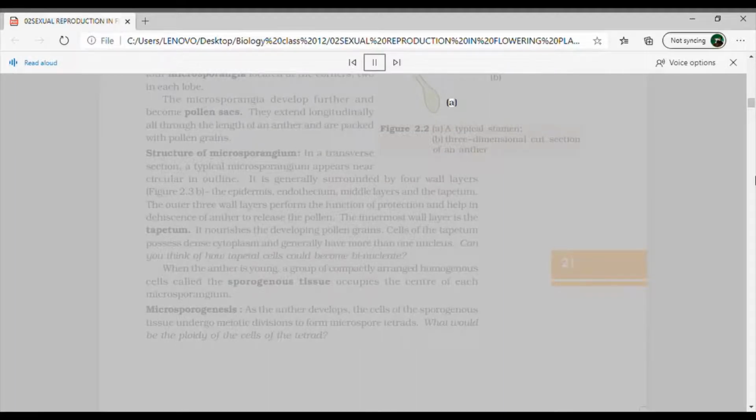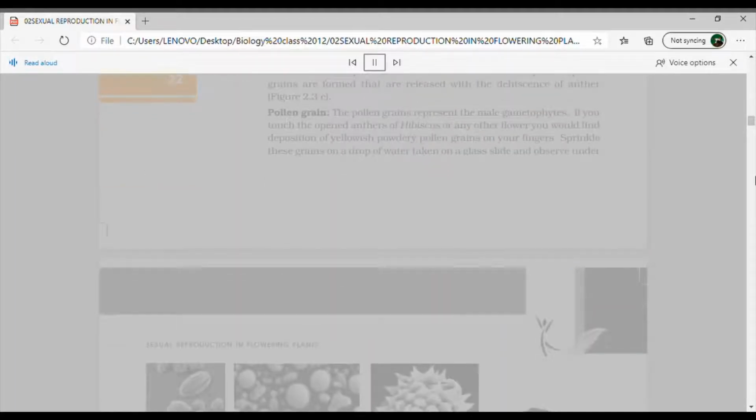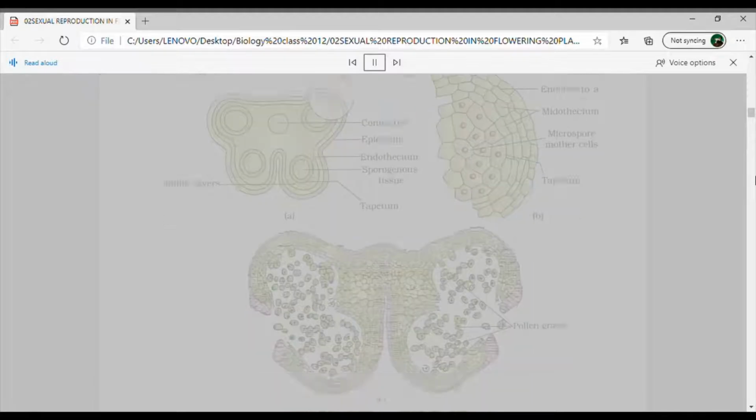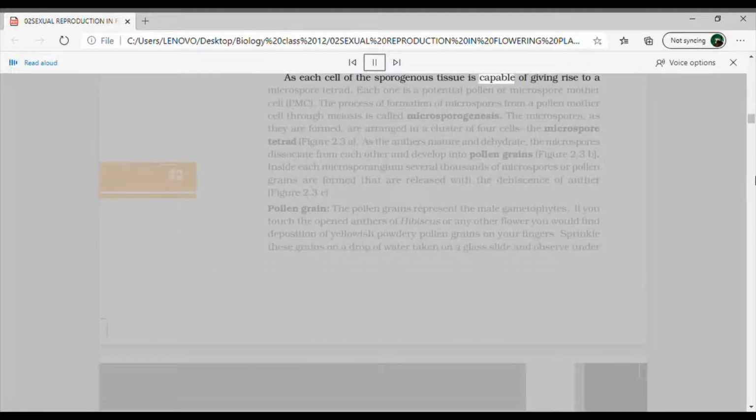Each cell of the sporogenous tissue is capable of giving rise to a microspore tetrad. Each one is a potential pollen or microspore mother cell, PMC. The process of formation of microspores from a pollen mother cell through meiosis is called microsporogenesis. The microspores, as they are formed, are arranged in a cluster of 4 cells, the microspore tetrad, figure 2.3a.